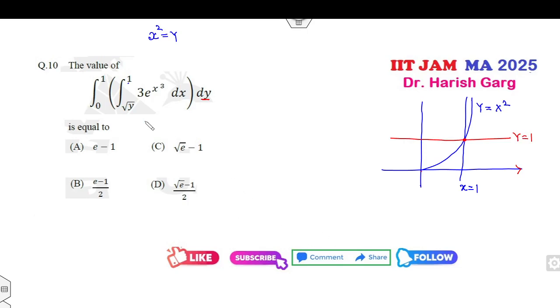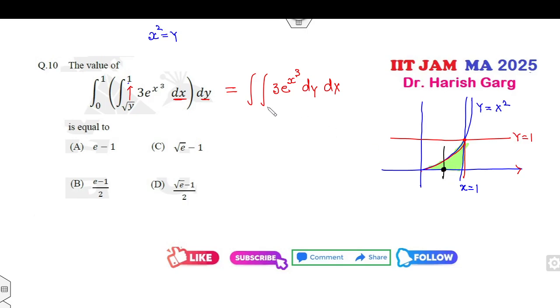Can you find the shaded portion? Your target is to find from y is equal to x square to y is equal to 1. So your common area is this portion. Fine. Now you can change the limits. So it's the integral of 3 e raised to power x cube dy dx. I can change the dx to be the dy. So can you find the limits?